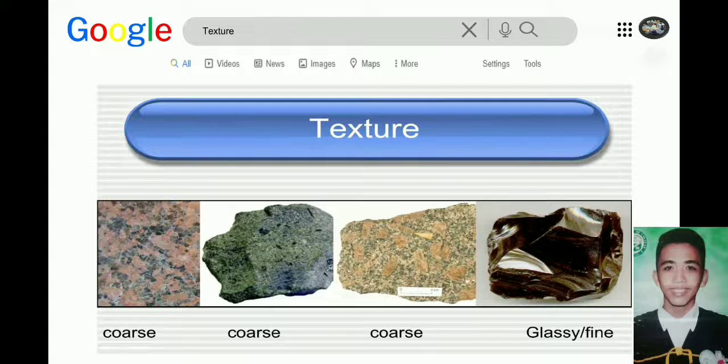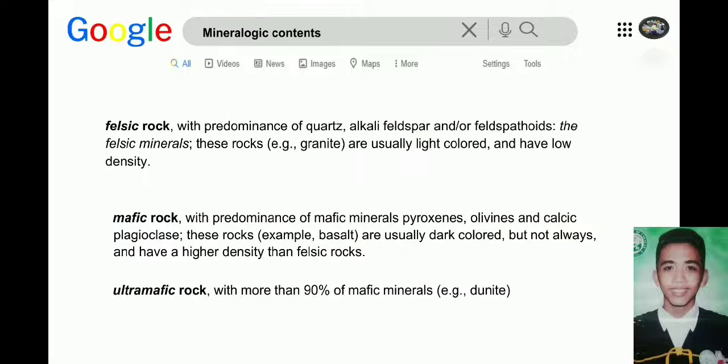These are the four different types of rock texture. The next slide is the mineralogic content of rocks.